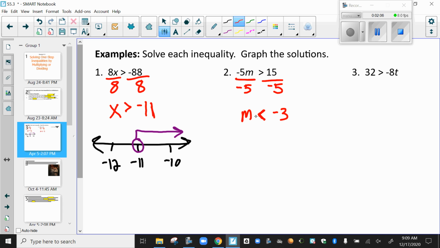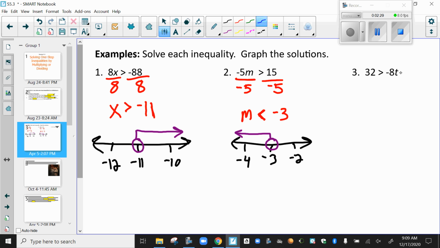I'm going to graph that. Draw a line with arrows, with negative 3 in the middle. Go up one on this side, down one on this side. Less than means I'm going to have an open circle with an arrow to the left. All right, next one. Here we're going to have to do two things.